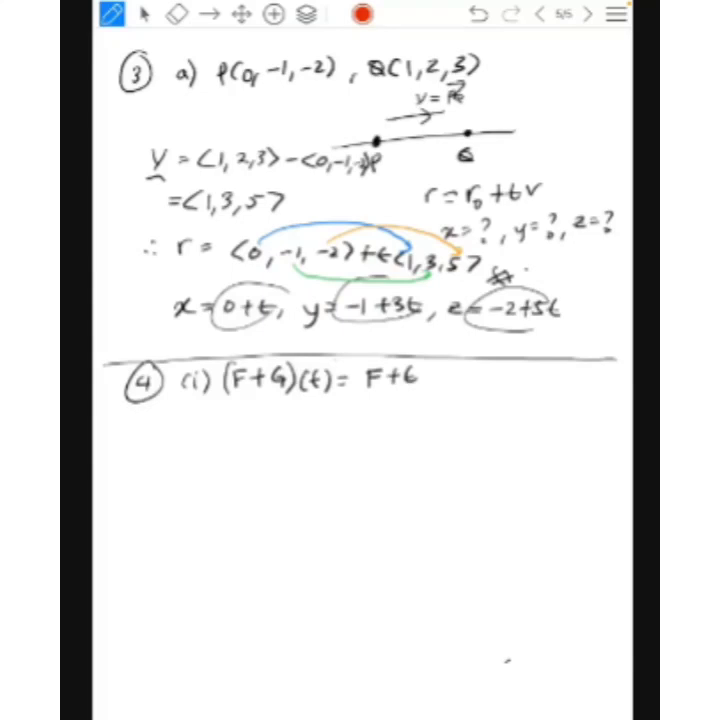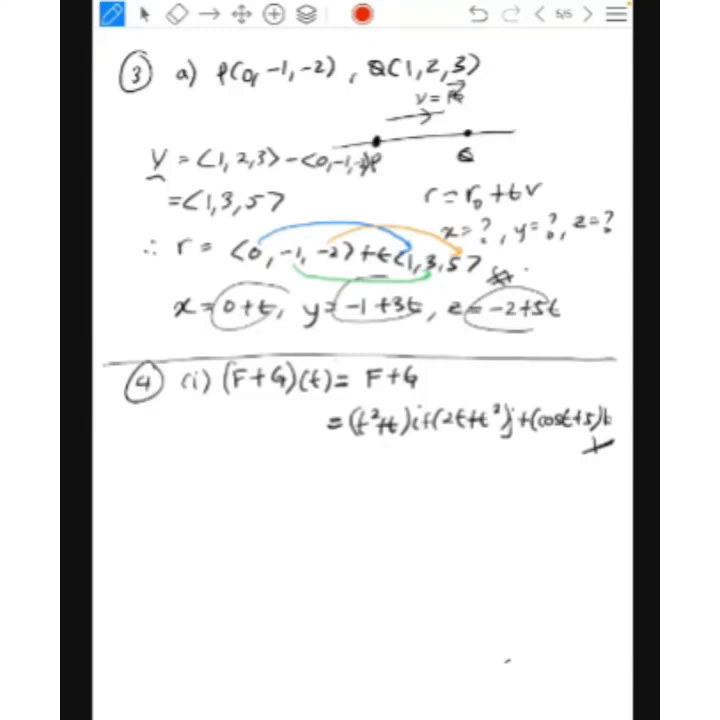Okay, so F plus G means you just add each term separately, x with x, y with y, and z with z. So we have t squared plus t for i, and then 2t plus t squared for j, sorry, and then cos t plus 5 for k. That's it.